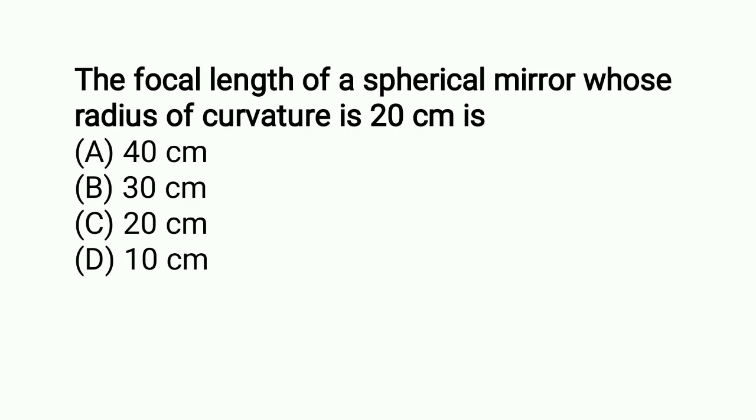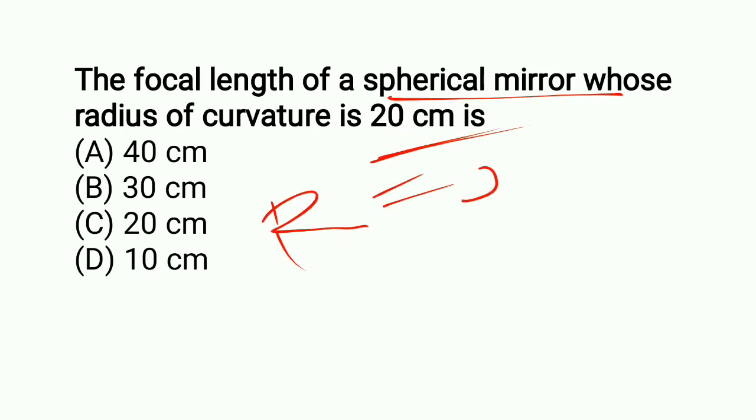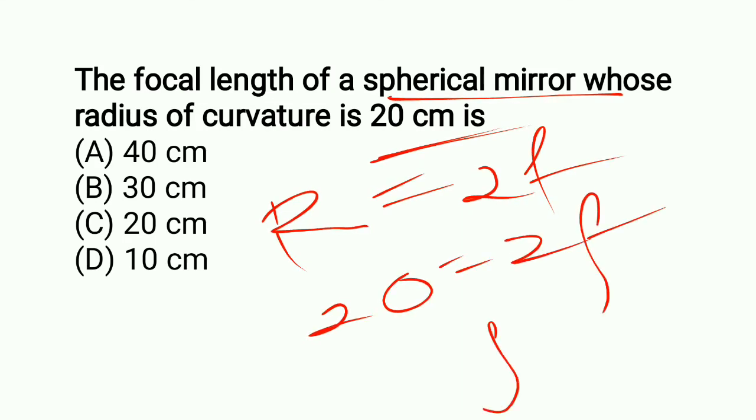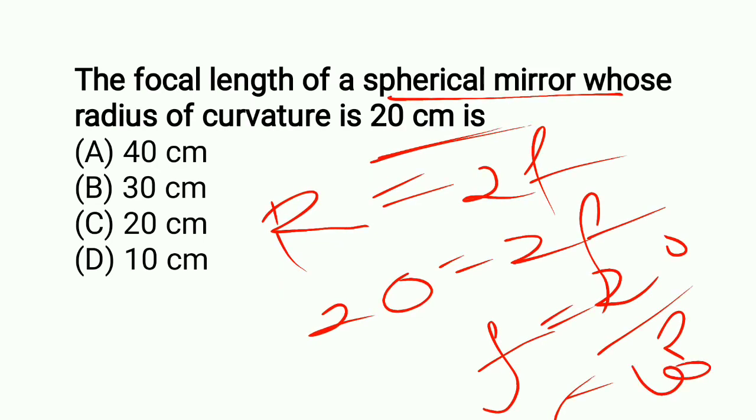The focal length of a spherical mirror whose radius of curvature is 20 centimeter. So what is the focal length? We know the relation R is equal to 2f. We have the radius of curvature as 20 centimeter. Therefore f is equal to 20 divided by 2. This is equal to 10 centimeter. So option D is the correct answer.